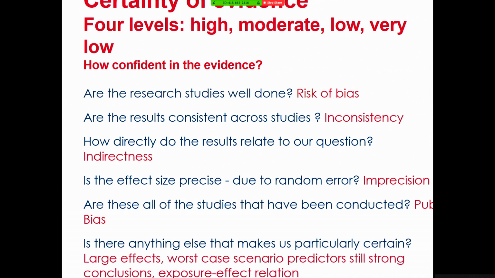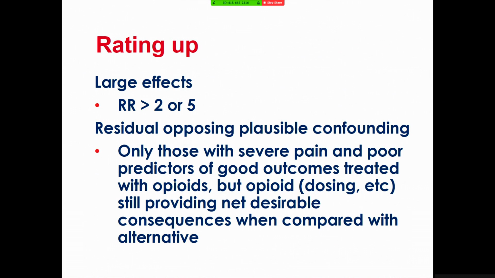And then there are 3 domains that lead to increasing the certainty, and I was specifically asked to talk about that. That relates to large effects, when the worst case scenario still predicts a strong conclusion, and when there are exposure-effect relations. And all of these domains have been operationalized in great detail. There are several papers that can be utilized to operationalize, as I said, and apply these domains.